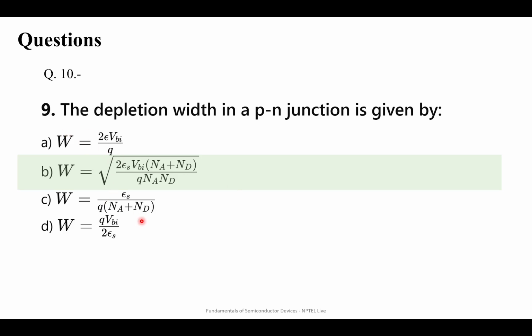I guess the other ones don't look as complicated. So it's easy to recognize this. So you can see the depletion width is dependent on your built-in voltage as well as your doping concentration. Epsilon S is your dielectric constant of the semiconductor.